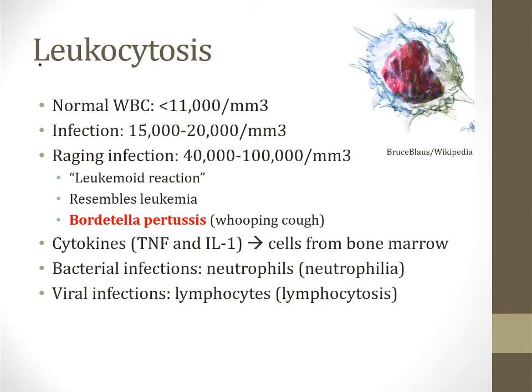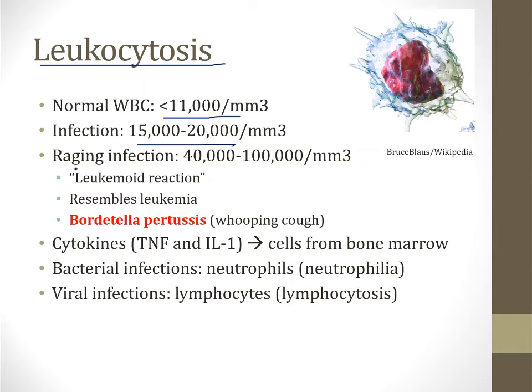Another systemic sign of inflammation is a leukocytosis or a rise in white count. This is classically seen in the setting of infection, although you can see it in the setting of inflammation from other causes. So a normal white count is less than 11,000. In the setting of infection, it can rise to be as high as 15 to 20,000.